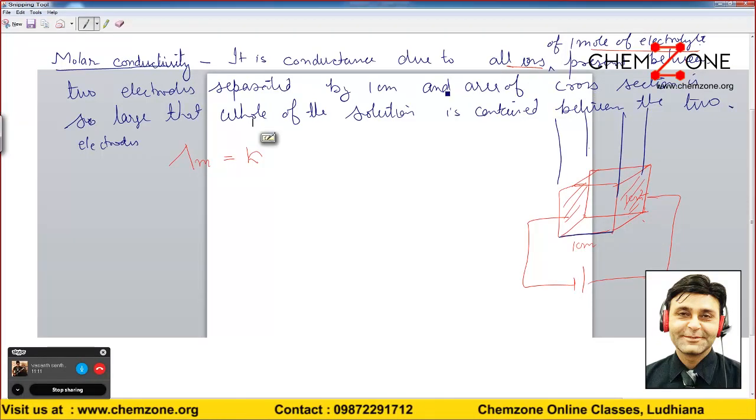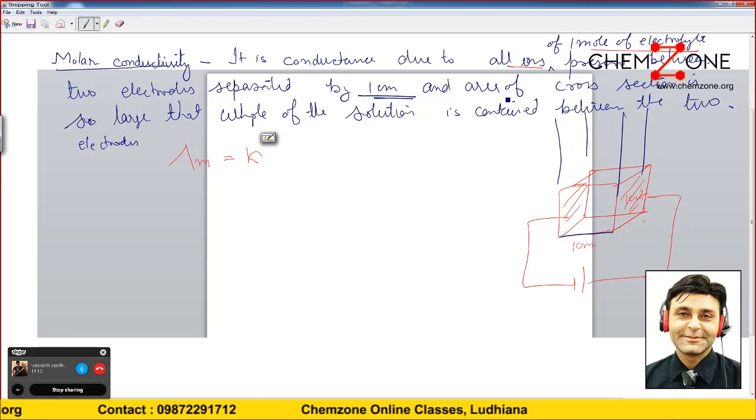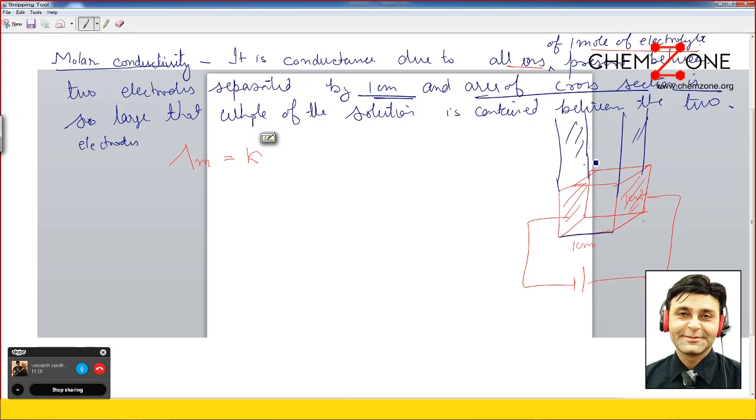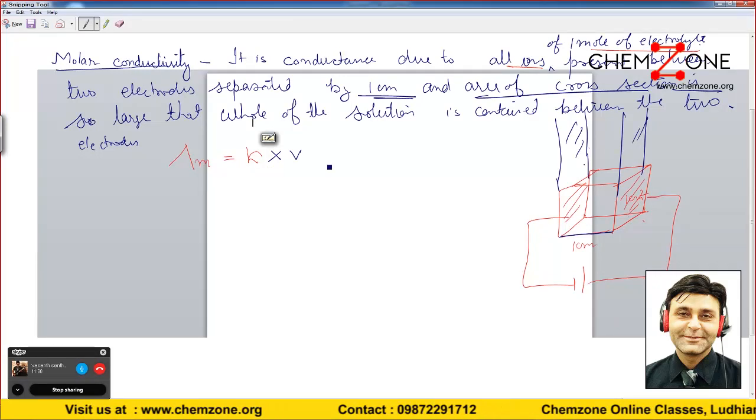You can see the distance is 1 centimeter and the area of cross section is so large, we increase the surface area so large that the whole of the solution is contained between the two. It means we have to multiply here with the volume V. So kappa into V.